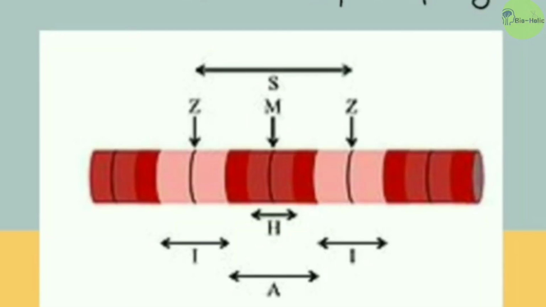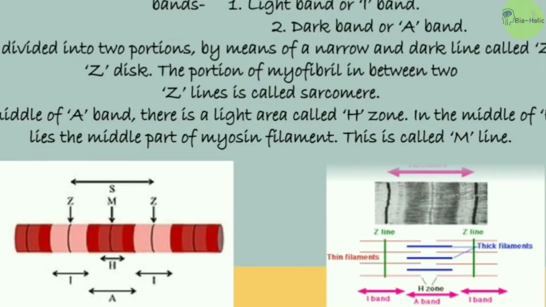In this picture you can see the I band and A band. In the I band you can see the Z line or Z disc. In the middle of the A band there is the H zone, and in the middle of the H zone there is the M line, and the portion of myofibril in between two Z lines is called sarcomere. Again here I have given the light microscopic diagram of the same.